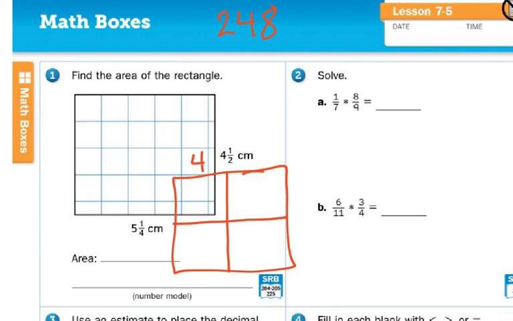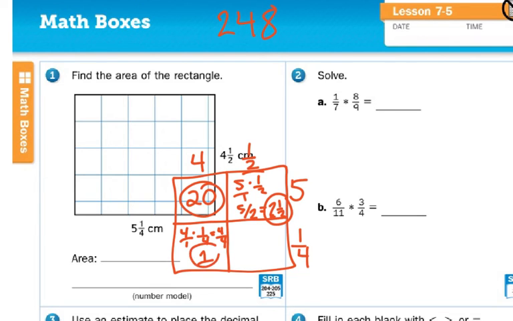So I'm going to take 4 and then a half over here, 5 and 1/4 here, and I'm going to multiply. 5 times 4 is 20. 5 times 1/2, put that over 1, equals 5/2, or how many 2's are in 5? 2 1/2. Next, take 4 times 1/4, 4/4, which is the same as 1 whole. Circle these so we don't lose them. And 1/2 times 1/4 is 1/8.